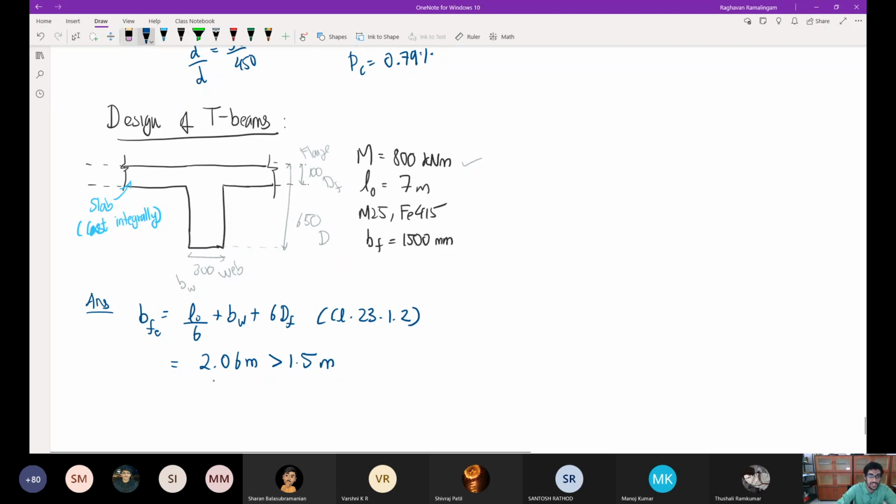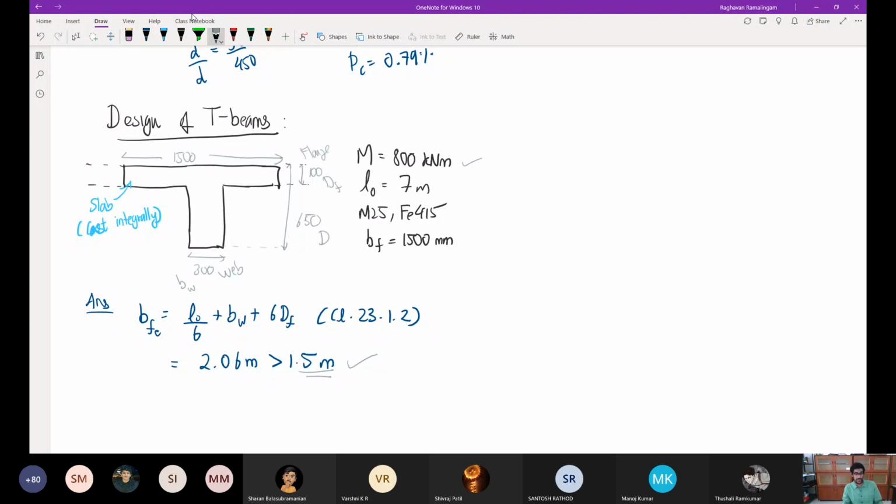The actual bf is given to us, so this is 1500 given in the question. The effective width which we got is more than what is actually provided, so you can choose what is actually provided itself. You can adopt 1.5 meters as the effective width of your flange.